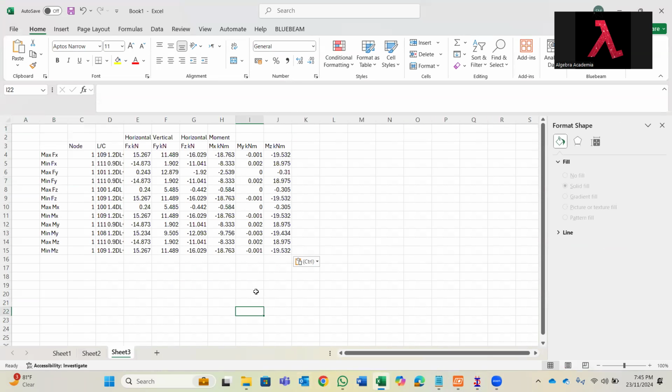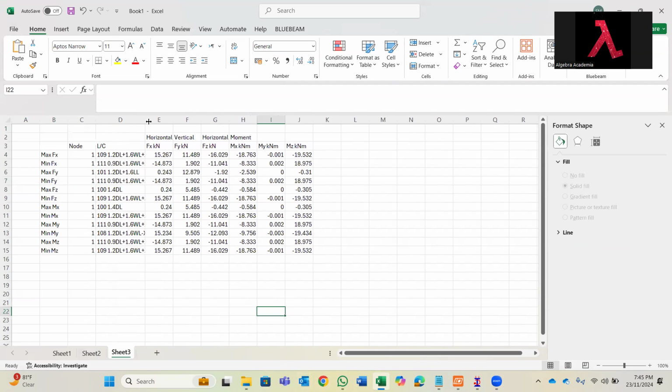So this is the support reaction with respect to what? With respect to the factored combination. Now try to understand. Can you see here? There is a factored load due to dead load. So when the dead load comes, definitely the forces with respect to the axial will be only compression, right? There won't be any kind of doubt in this.